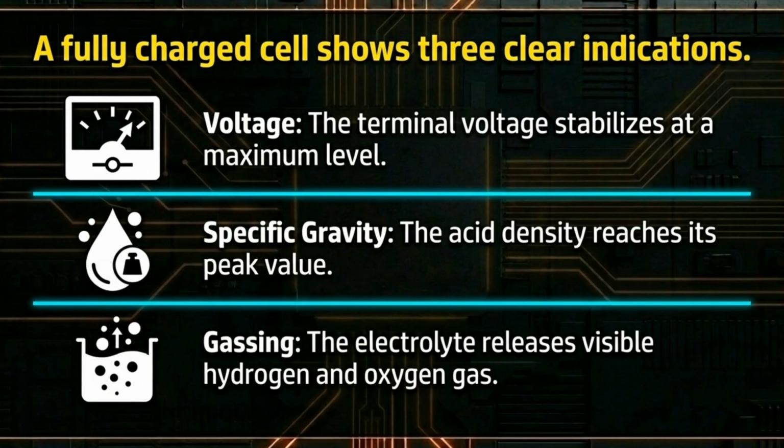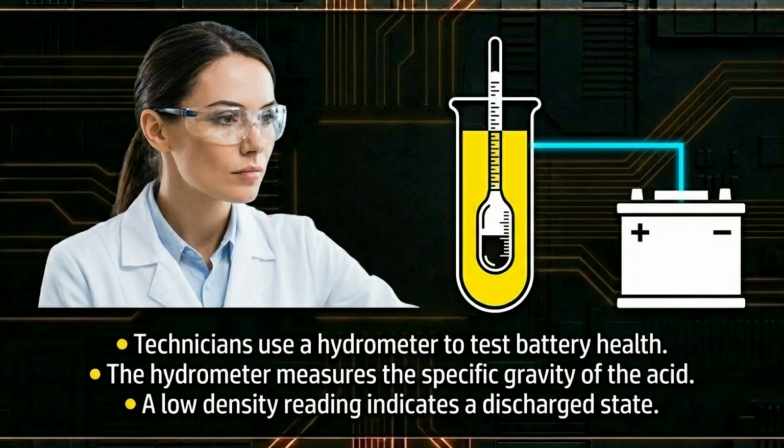A fully charged cell is indicated by three signs: stable maximum terminal voltage, peak acid density or specific gravity, and visible gassing as hydrogen and oxygen are released. Technicians use a hydrometer to verify battery health by measuring the specific gravity of the acid. A low-density reading is a clear indicator that the battery is in a discharged state.